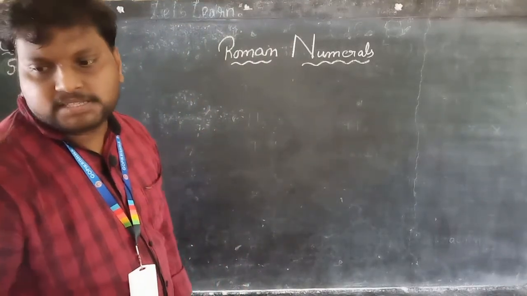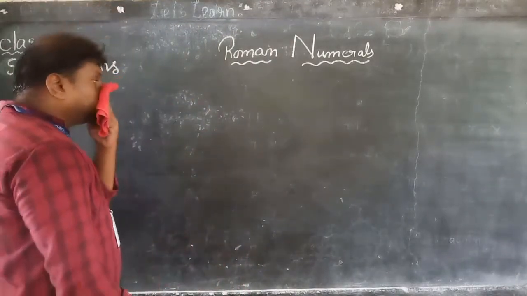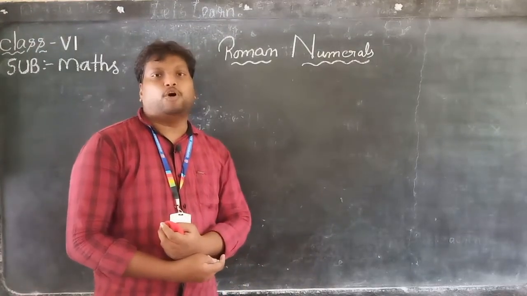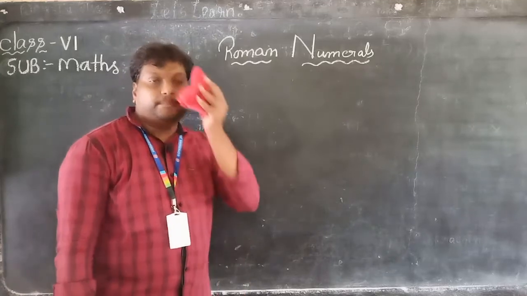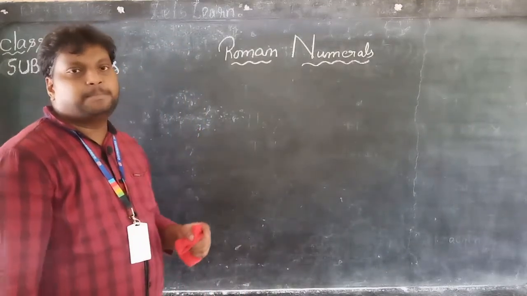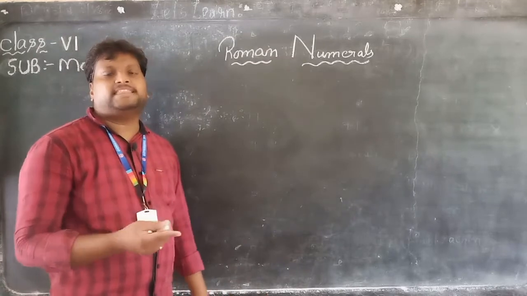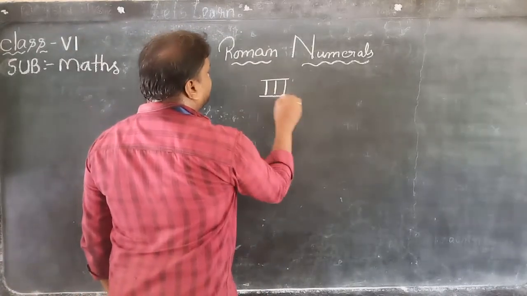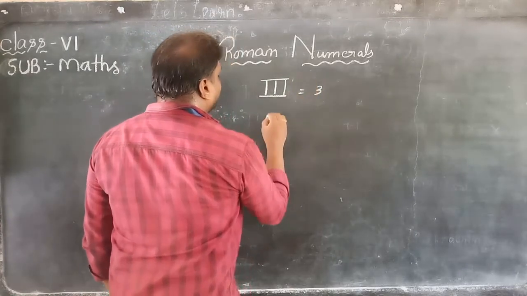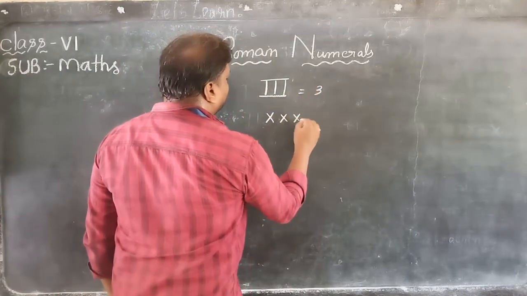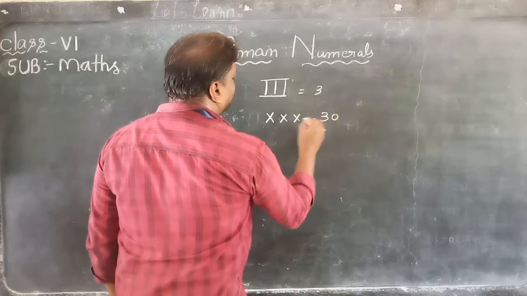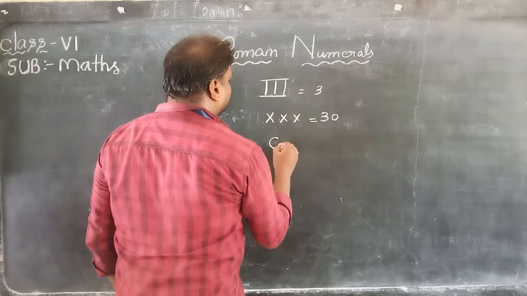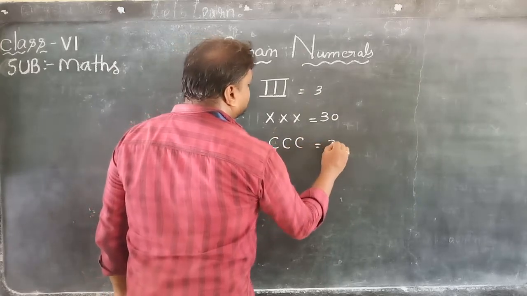The second rule is, the symbol will repeat, but how many times? That is one particular limit. More than 3 times the symbol will not repeat. Means, what is the value? 3, like that. This is 30, and next, this is 300.